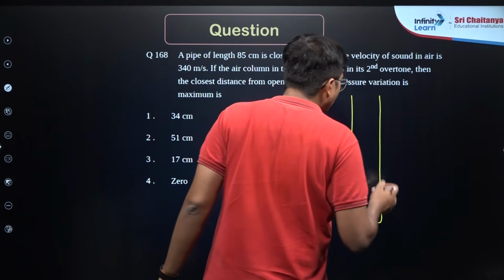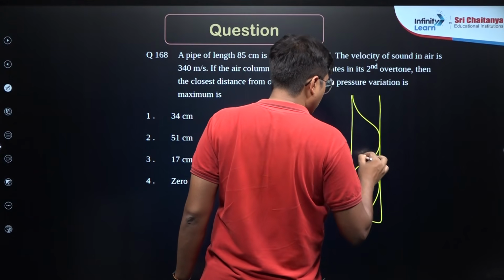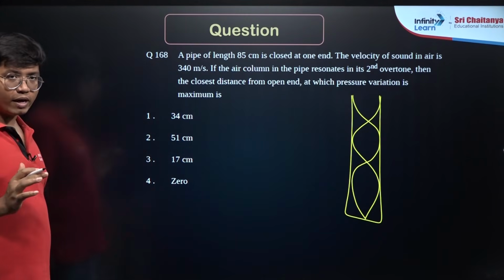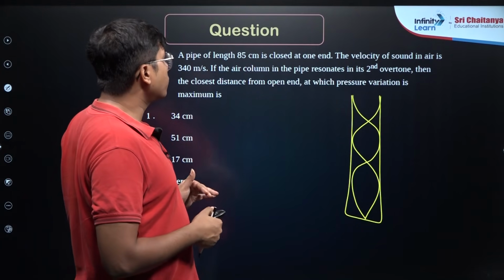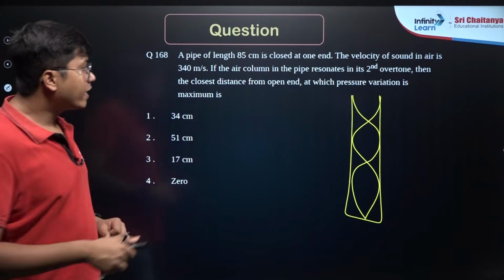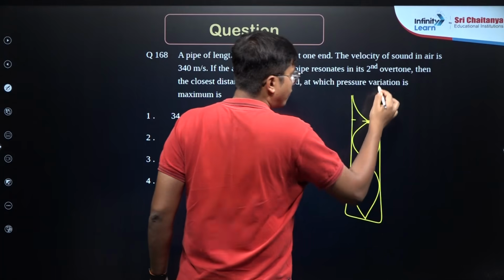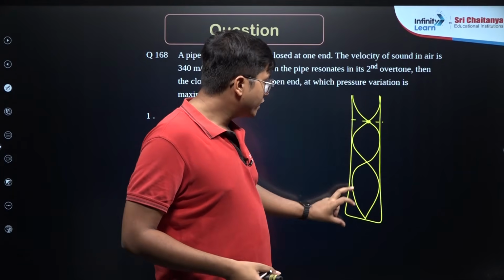So its second overtone basically means the wave shape, this is the displacement wave that you have. This is the second overtone. Now you are looking for the closest distance from the open end where the pressure variation is maximum. Pressure variation is maximum wherever the node is. So you find that distance. You can find it on the basis of that if you break down the total length.